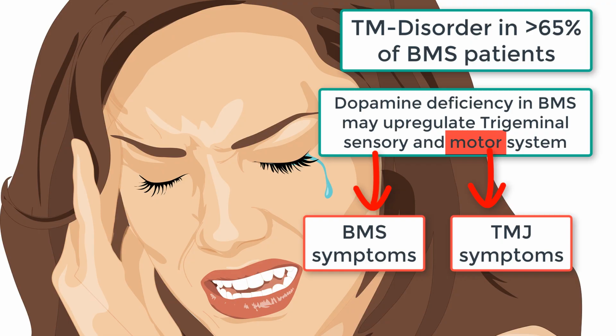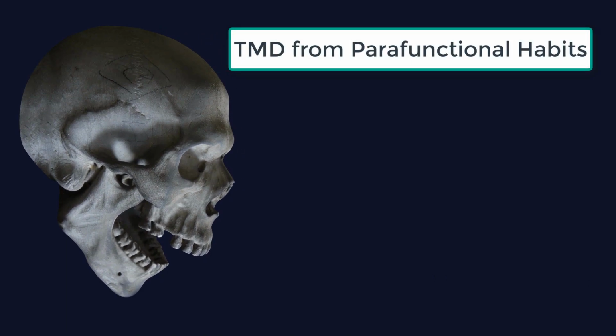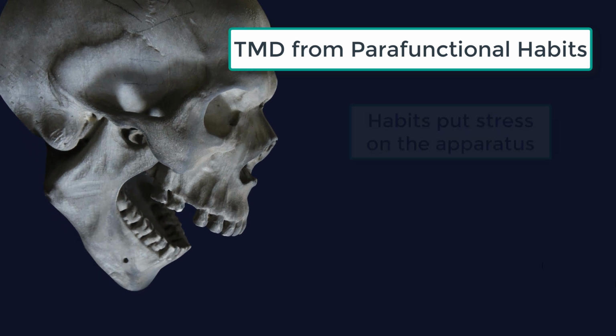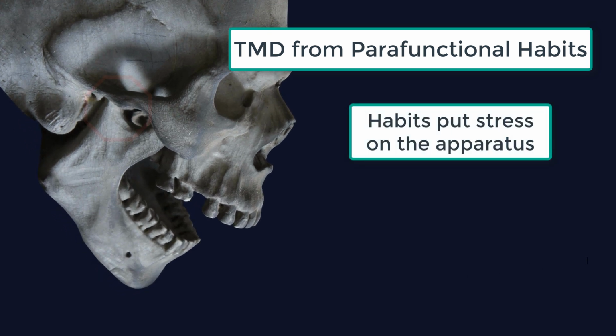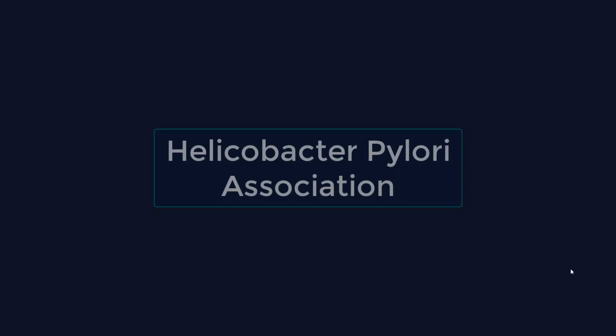Another possible reason for the TM disorder could be because of the high rate of parafunctional habits within these patients, with these repetitive activities like clenching and bruxism putting stress on the masticatory apparatus. A more interesting association though is with the Helicobacter pylori microbe, an organism that most of us know to be highly associated with gastric ulcers, gastritis, and even stomach cancer.